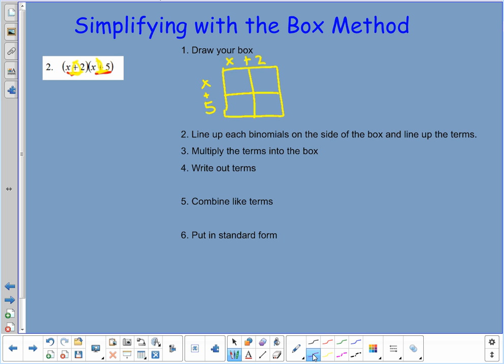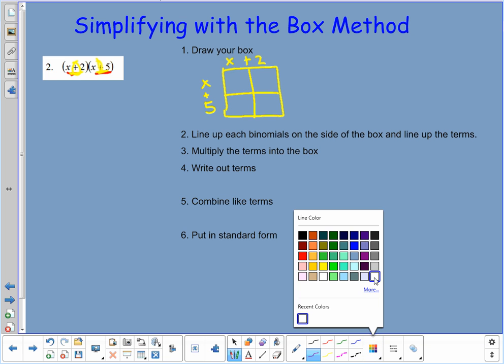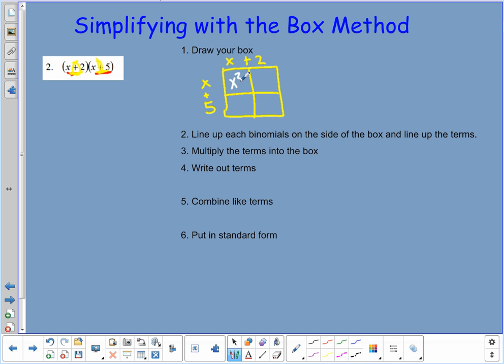So now let's multiply the products on the inside. On the inside, I have x times x, which gives me x squared. Then I have x times 2, which gives me 2x. I have 5 times x, which gives me 5x. And I have 5 times 2, which gives me 10. So now I've found the products that go on the inside, and then I need to go ahead and put my like terms together.